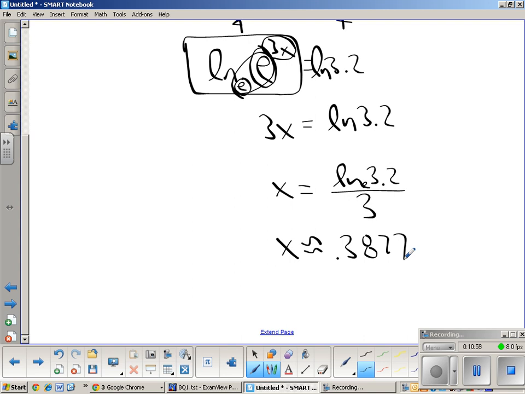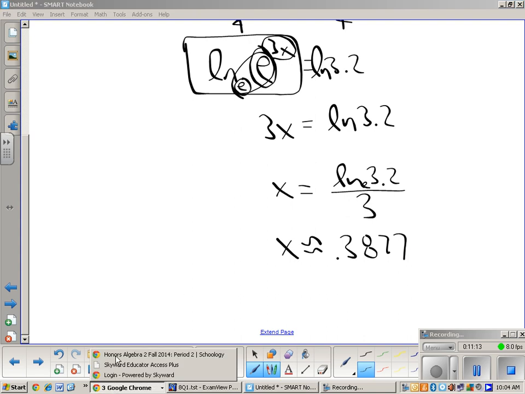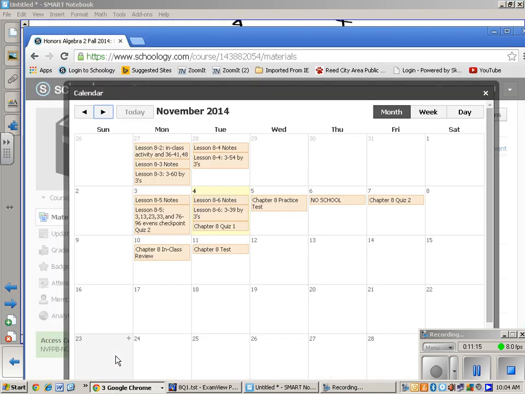I'm going to stop. The rest of the material is very, very similar to yesterday's. The only difference, again, is it's a different base. And because it's base e, we have a button on our calculator that allows us to do that. In today's lesson 6, 3 to 39 by 3s, that's only 13 problems, and then the checkpoint quiz.